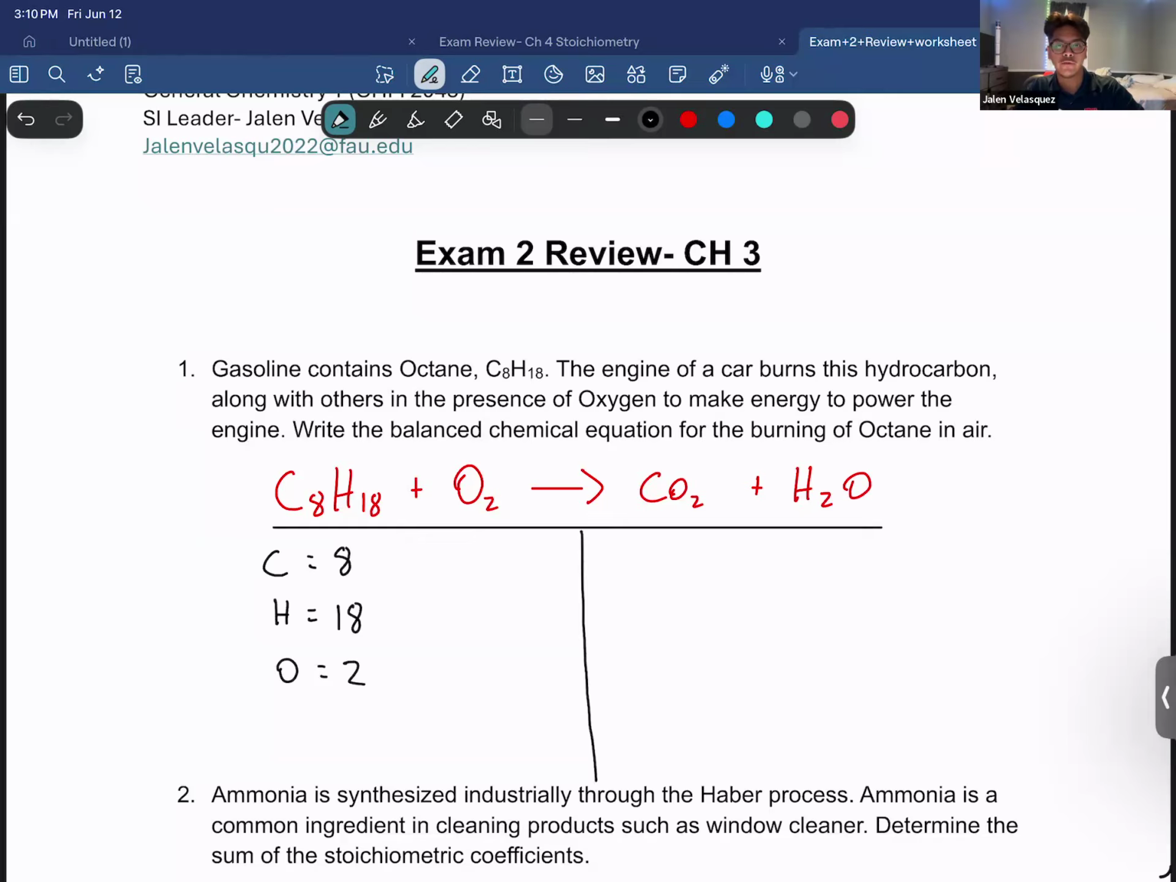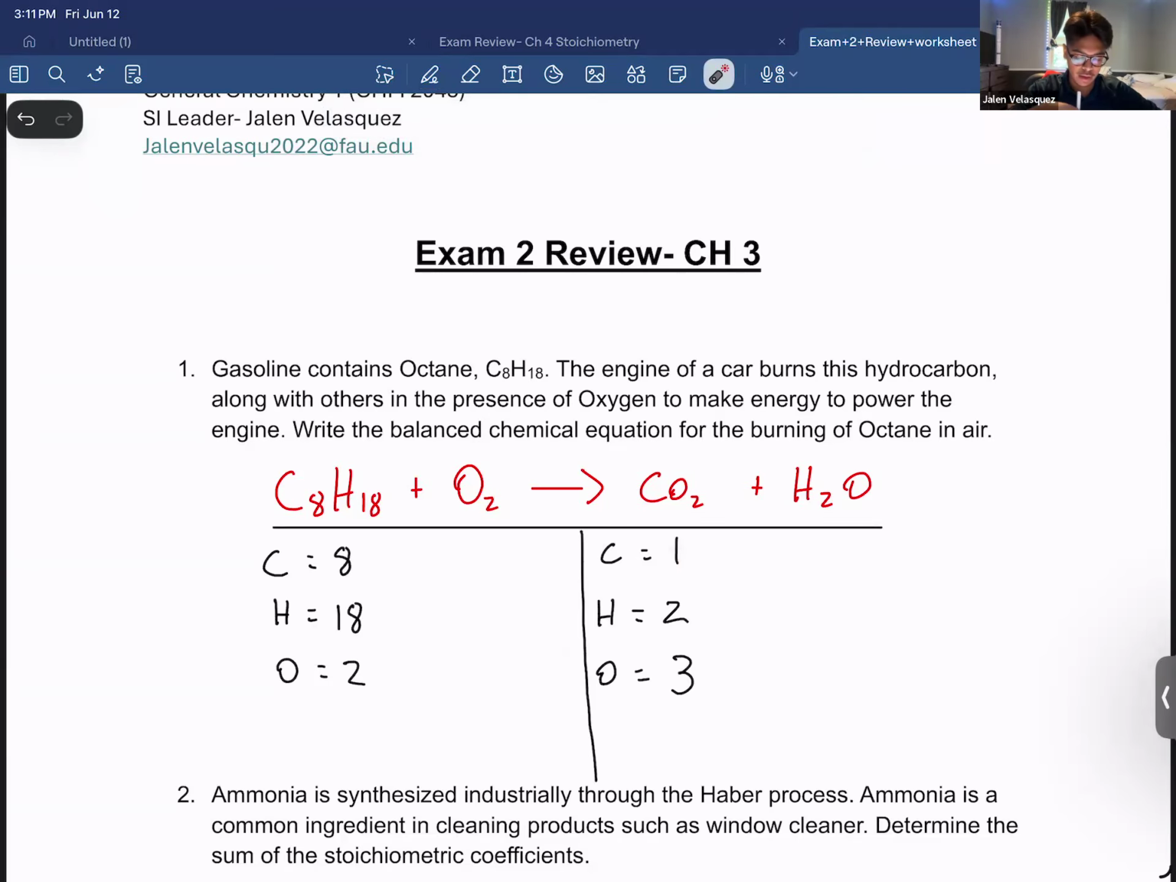We go to the right side of our arrow, which is the product side, and we count again. I like to keep those elements in the same order so it's easy to cross-reference. So we start with carbon. We count those, we only have 1. We look at hydrogen where we have 2, and oxygen we have 3. Okay, so now that we have it written out, it's obviously not balanced, right? None of these numbers are the same on either side.